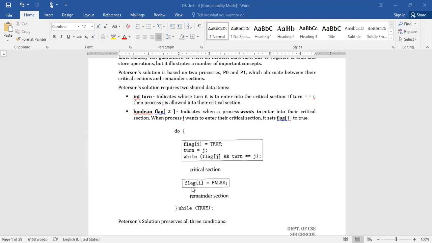So in this, if suppose process 0 wants to enter into the critical section, what it does: flag[i] equals flag[0] equals true, and turn equals j, while flag[j] and turn equals j.